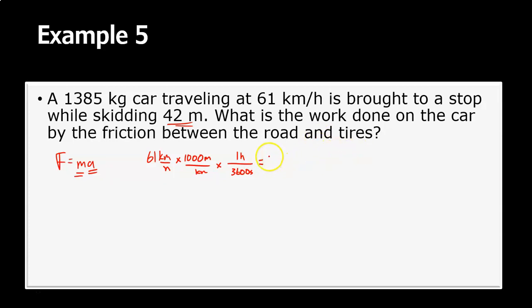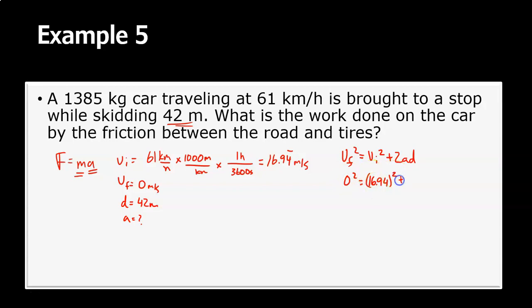So it's actually 16.94 repeating meters per second. That is your initial velocity. Final velocity is equal to 0 because it comes to a stop. We know the distance of 42 meters. We're looking for the acceleration. So we'll use that Vf squared is equal to Vi squared plus 2AD. So 0 squared is equal to that 16.94 squared plus 2 times A times 42.